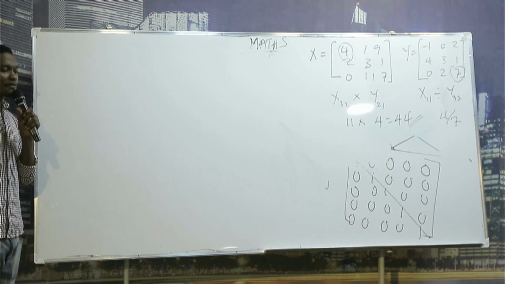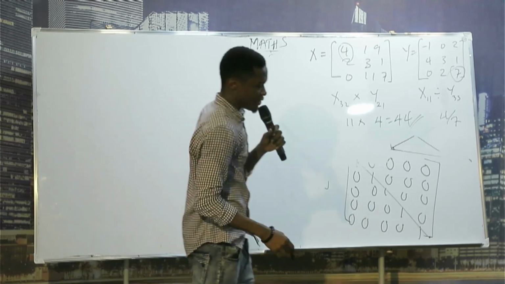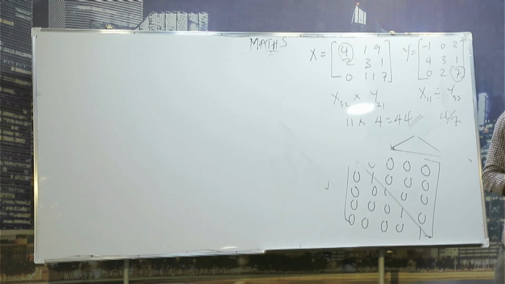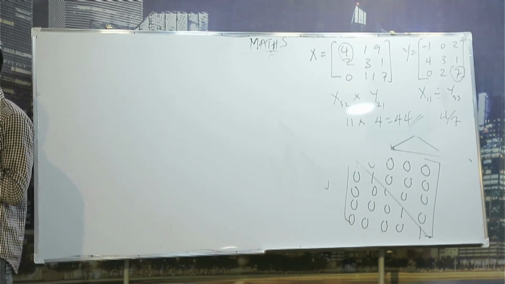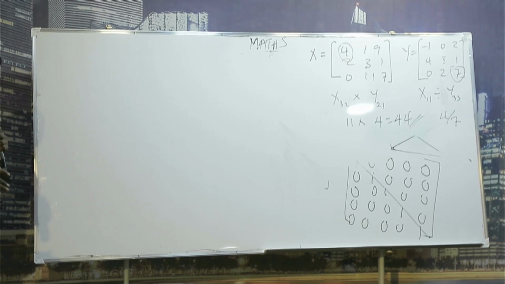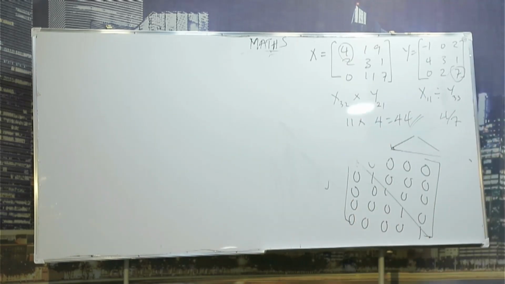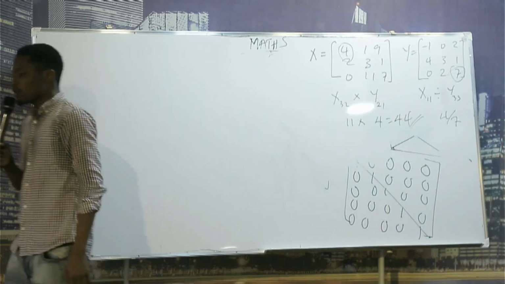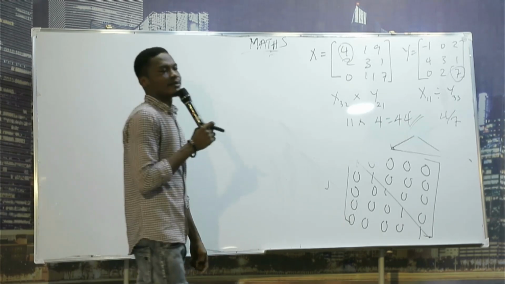Now, in order to add or subtract two matrices, comma, they must have the same order. They must have the same order. They must have the same what now? They must have the same order.